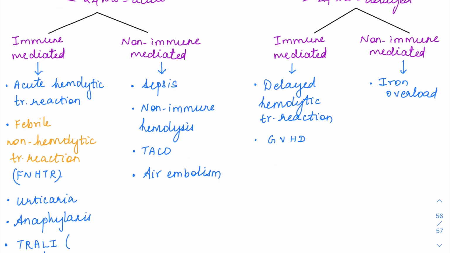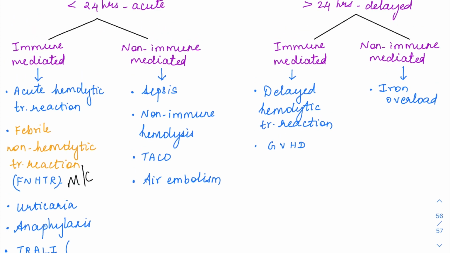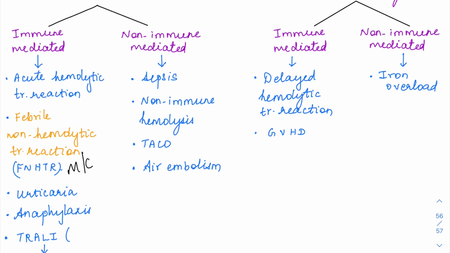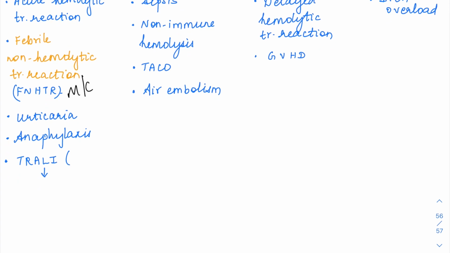Under immune mediated, the most common transfusion reaction, in general also, is the febrile non-hemolytic transfusion reaction. They will not have any hemolysis. They will just develop some kind of fever. A transient fever will be there. So this is the most common transfusion reaction. Apart from that, you can have acute hemolytic transfusion reaction if there is an incompatibility of the blood groups. Then subtle urticaria and also life-threatening anaphylaxis can happen.